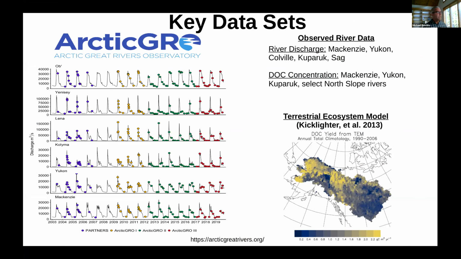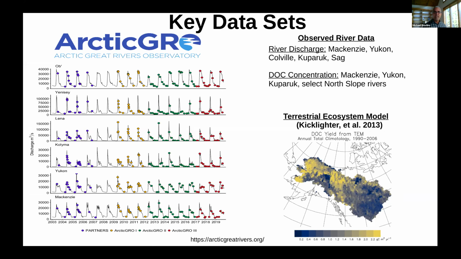Before talking about the modeling itself, it's important to mention the key data sets that we use to calibrate and validate the models. So as we heard yesterday, the Arctic Great Rivers Observatory is a key data set for the large rivers. So for the Yukon and the Mackenzie, there is a long enough time series and frequent enough sampling to give us baselines of freshwater and dissolved organic carbon exports from the land to the ocean for those large rivers.